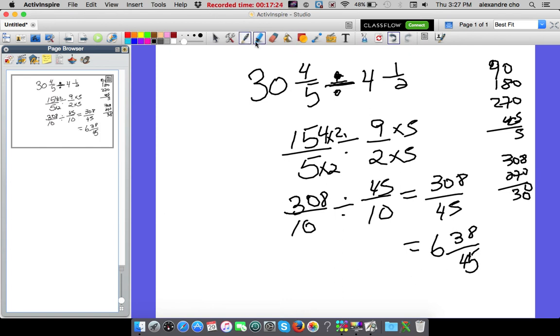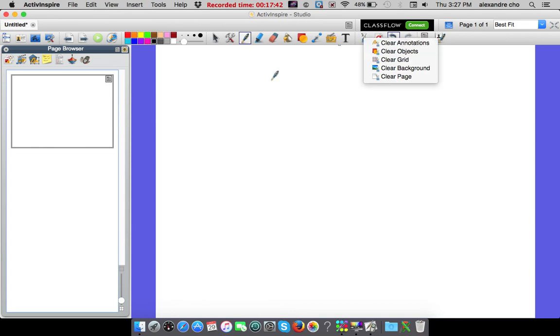Once you understand how to set up, how to write the number sentence, you understand the situations correctly, so that you put the sentence in the correct order. Everything else is just repetition. The algorithm that repeats over and over again. Clear annotations, there we go.